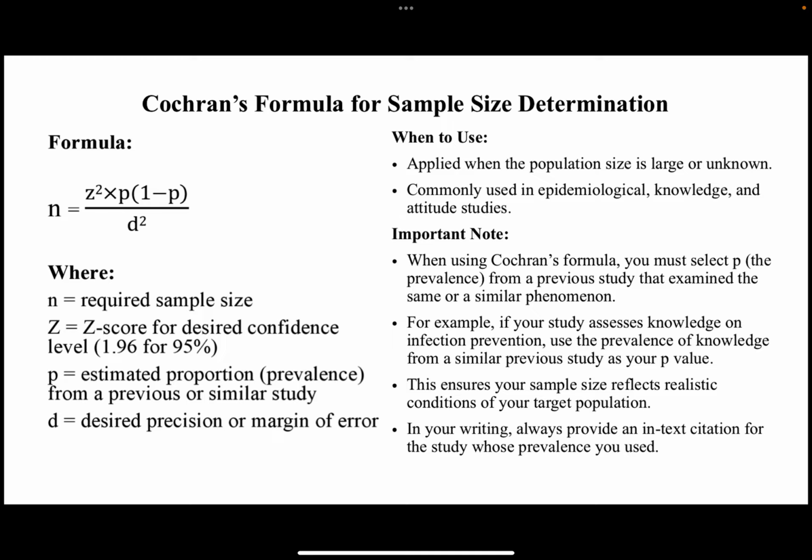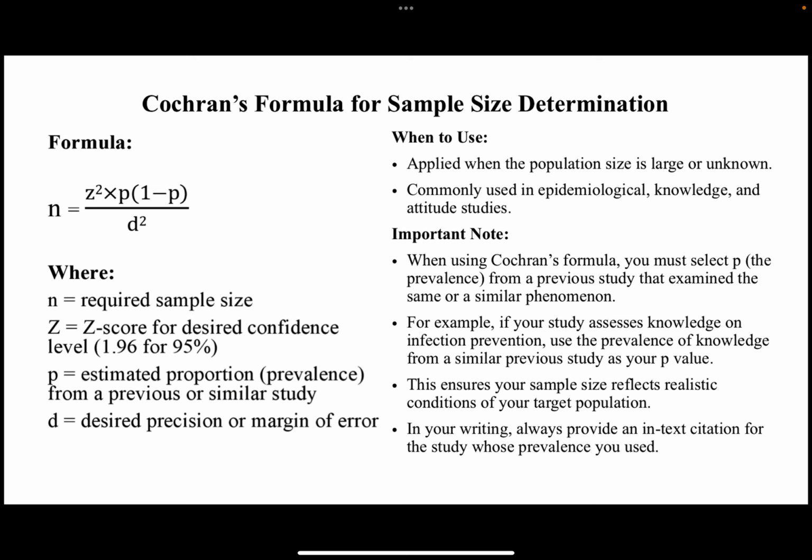Z is the Z score for desired confidence level. So if the confidence level is 95%, the Z score is 1.96. P is equal to the estimated proportion, the prevalence from a previous or similar study. D is equal to the desired precision or margin of error.